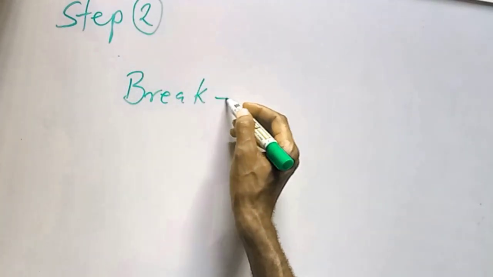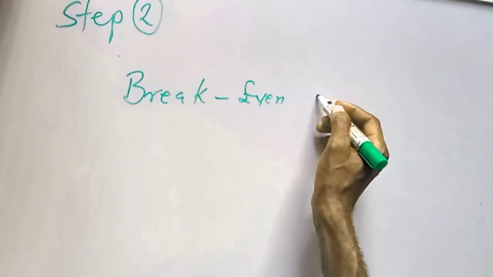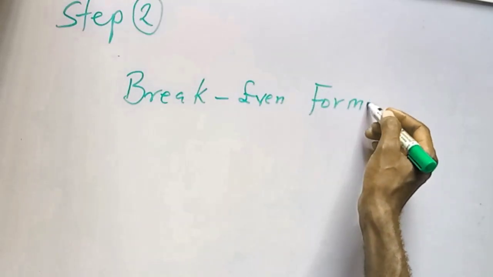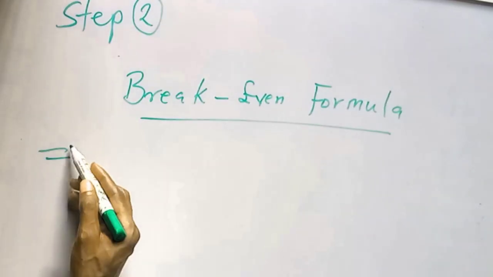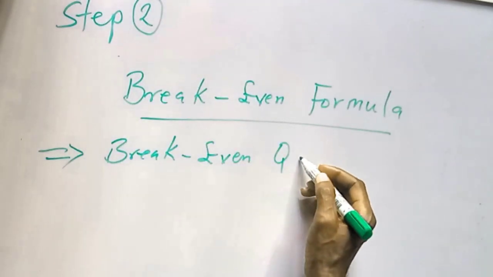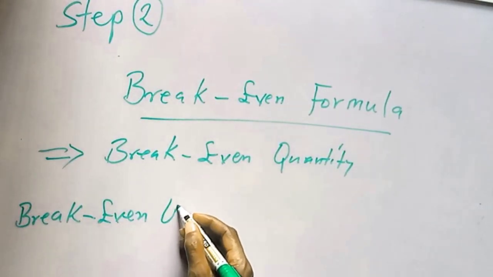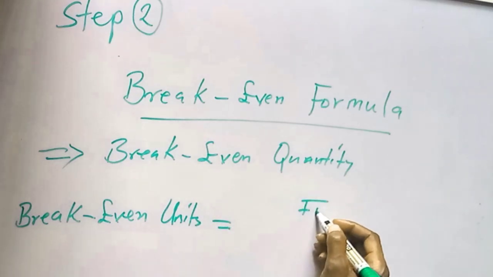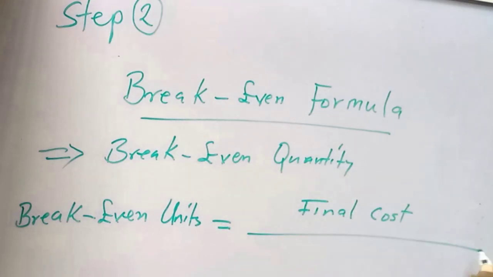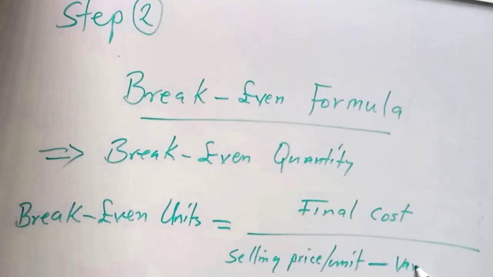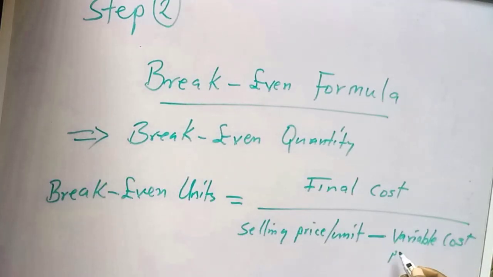For calculating your break-even, here is the formula called the break-even formula. In this formula, the break-even unit is equal to fixed cost all over the selling price per unit minus variable cost per unit. This formula tells us exactly how many products must be sold before profit begins.